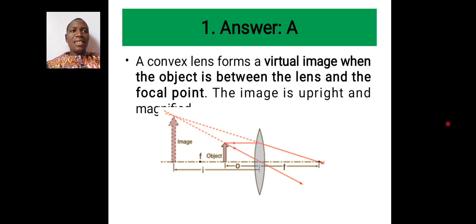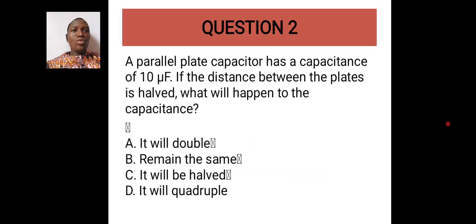So what's the answer? The answer is that a convex lens forms a virtual image when the object is placed between the lens and the focal point. This is a rule. Anytime you place an object between the lens and the focal point, as far as you are dealing with a convex lens, a virtual image is formed. Let's go to question 2.